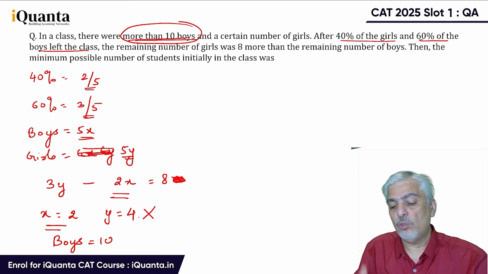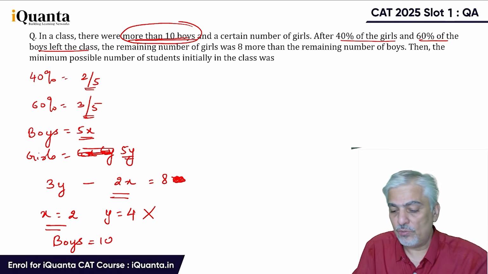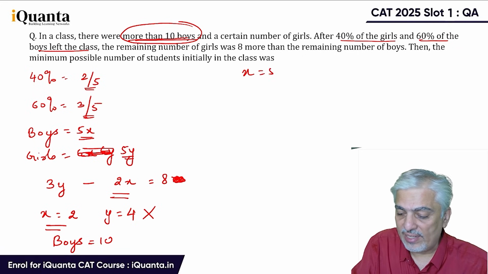So now you'll have to go to the next step. x cannot be 3, because if we put x as 3, 8 plus 6 becomes 14. 14 is not divisible by 3. Can x be 4? If x is 4, 8 plus 8 is 16. That also is not possible. Can x be 5? Yes, x can be 5. If x is 5, we get 8 plus 10, 18. So x can be 5.